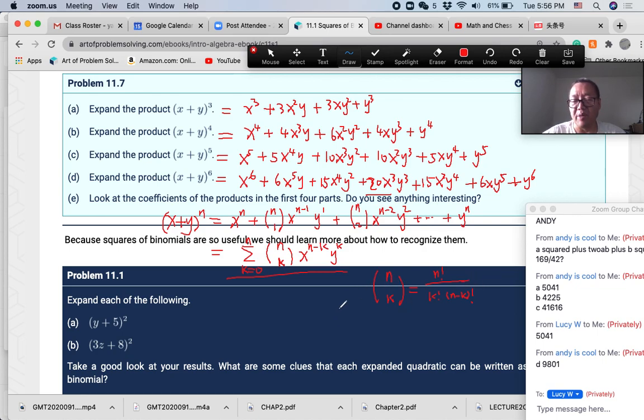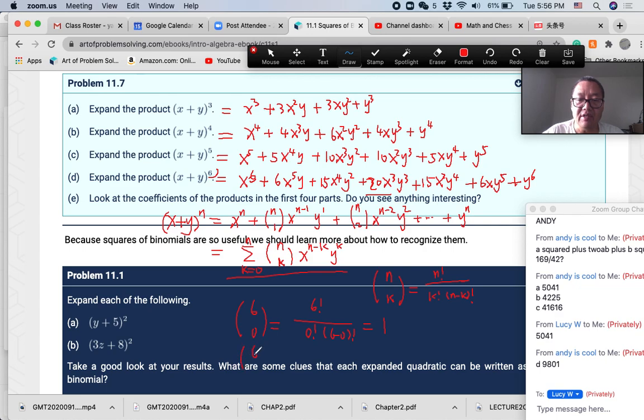Okay, let me give you an example. Say when n equals 6, when k equals 0, that means we use 6 factorial, then divided by 0 factorial, then divided by 6 minus 0 factorial. So this one equals 1. Because 6 factorial divided by 6 factorial, that's 1. 0 factorial, that's 1. That gives us the coefficient of the first term.